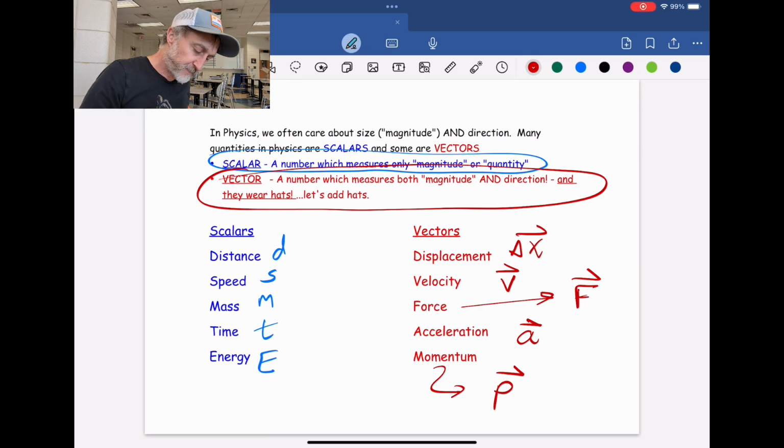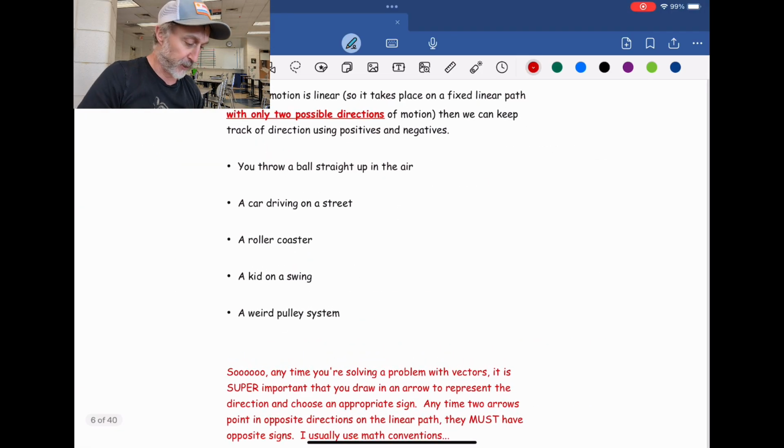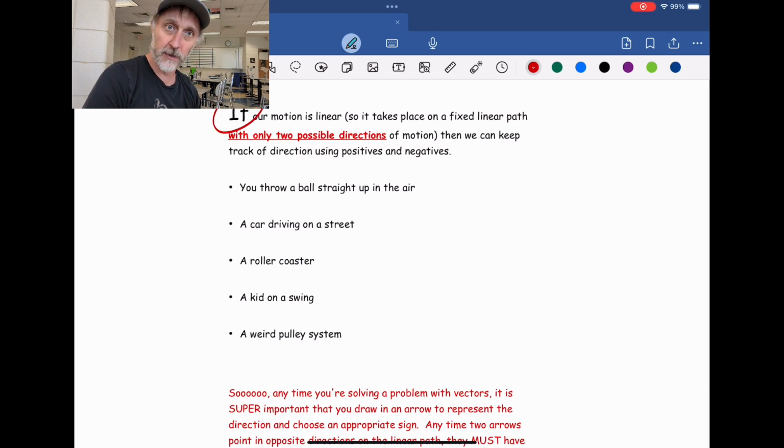Now, how do we indicate that direction? My calculator does not have an upfield button, so I can't type in 4 yards per second upfield because my calculator doesn't know what to do with that. So for now, we're going to be dealing with what's called linear motion. What do we mean by linear? Our motion is linear if it takes place on a fixed path with only 2 possible directions.